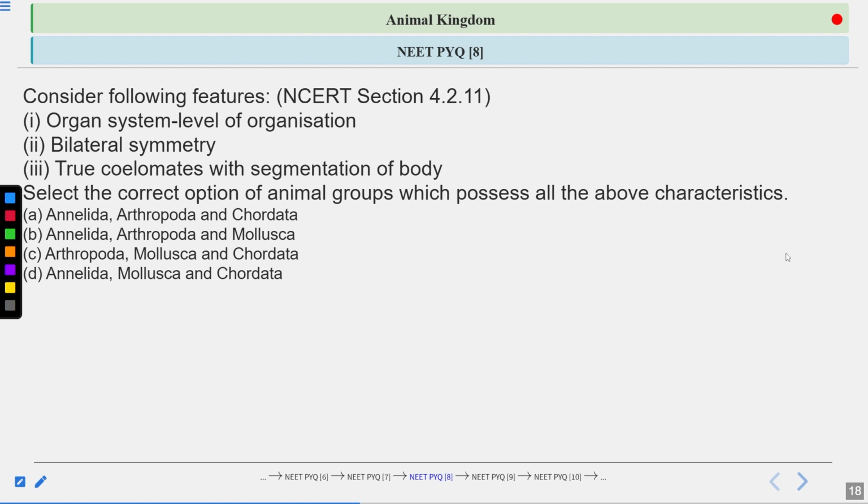The options are as follows: A. Annelida, Arthropoda and Chordata. B. Annelida, Arthropoda and Mollusca. C. Arthropoda, Mollusca and Chordata. And D. Annelida, Mollusca and Chordata. You can solve this question and then we can check out the correct answer. Let us move to the answer part of this question.